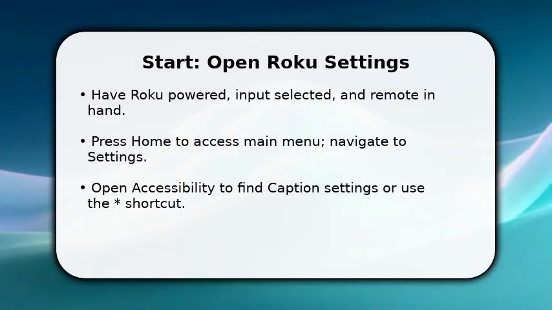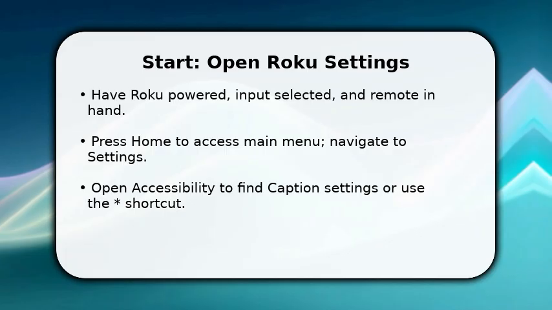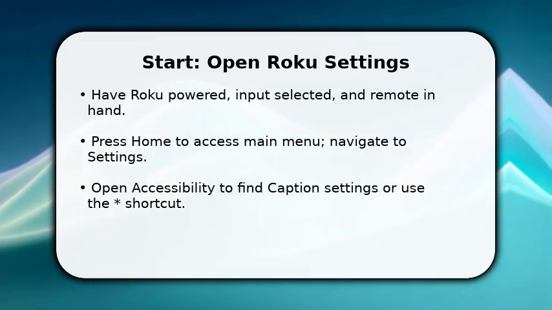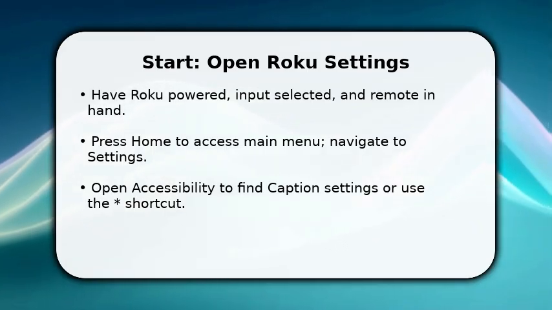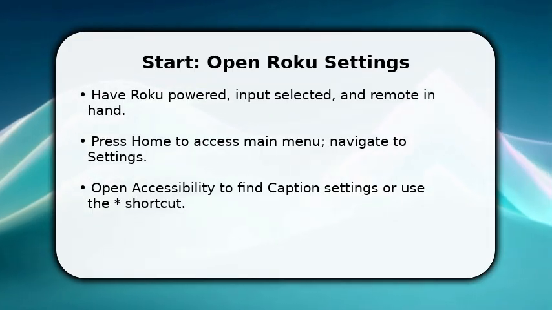You start by getting straight to the settings because that's where captions are controlled. Press Home on your Roku remote. Once on the home screen, navigate to Settings, then Accessibility. The reason we go there first is Roku centralizes captions under Accessibility, so you avoid changing app by app.